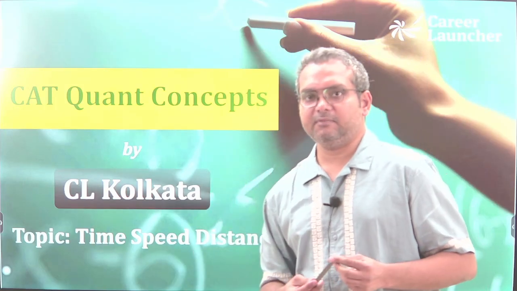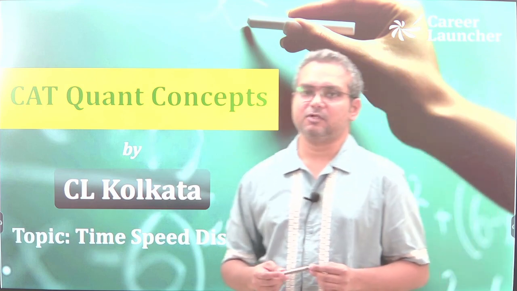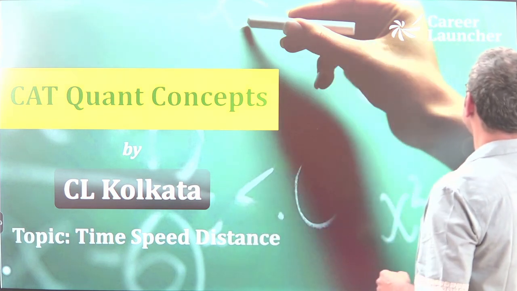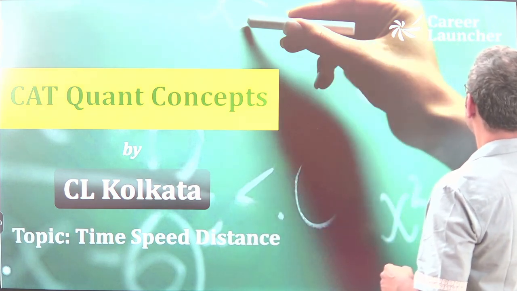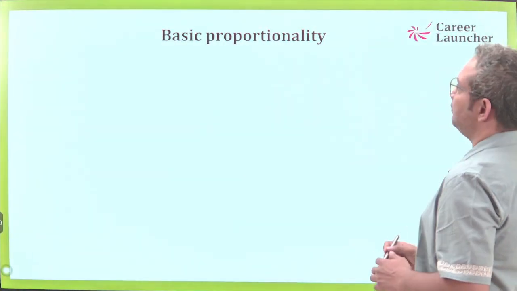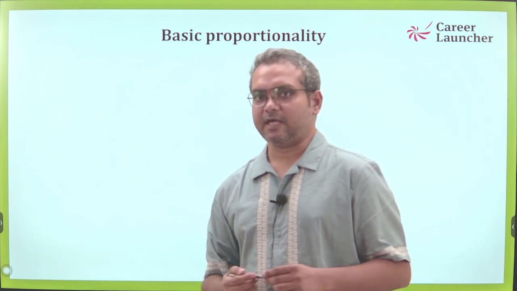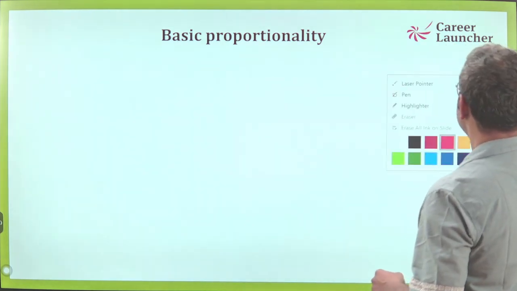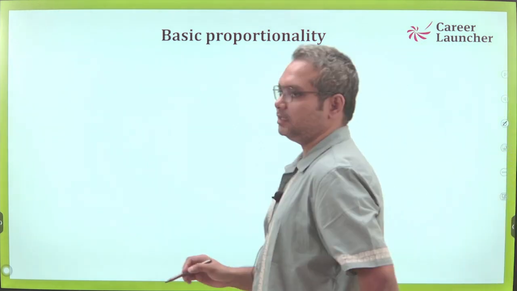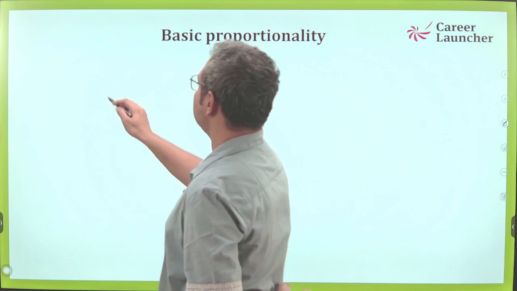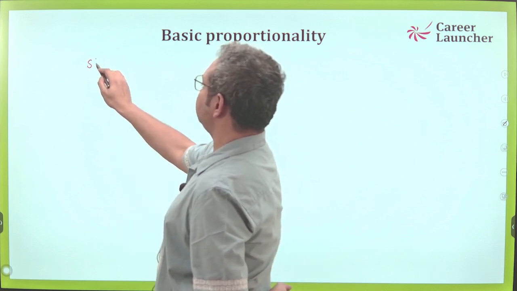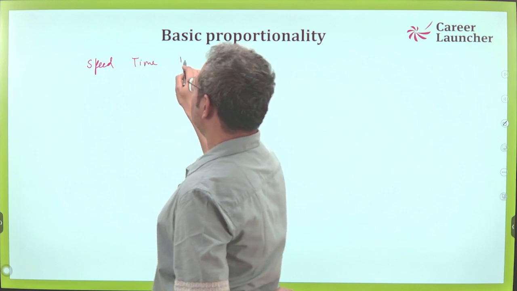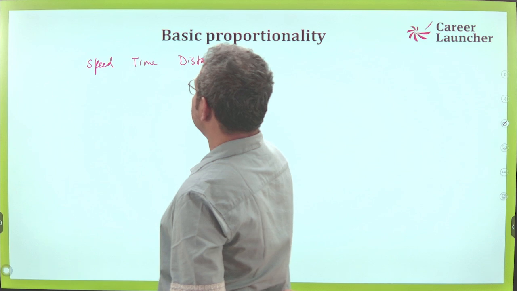We will be basically looking at some concepts of time and distance in this video. So let's start with the basic proportionality concept of time and distance. What happens in time and distance is there are three parameters that we have to work with. One is the speed, one is the time, and one is distance.